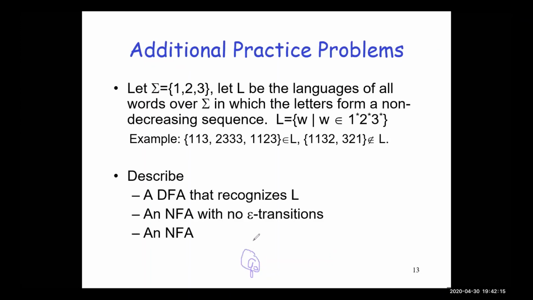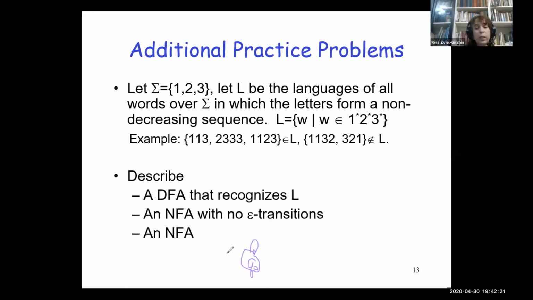Rina, how many states is the NFA without epsilon transitions and with the epsilon transitions? It will be 3 states. I did that. Okay, without epsilon, also 3, but I will draw it in a different way. Okay. Thanks.